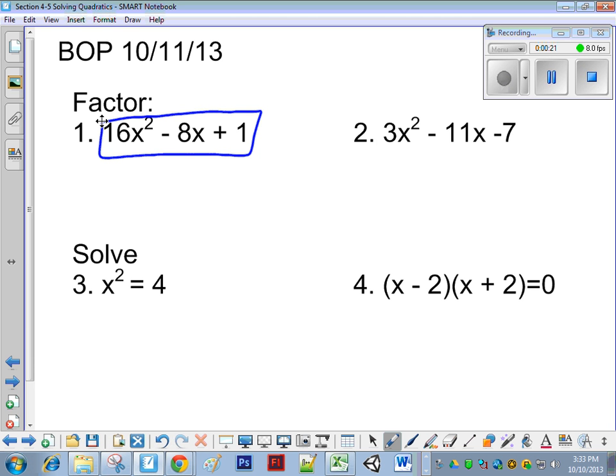Now with this, I'll go ahead and do my initial diamond problem. 16 times 1 is 16. And then negative 8 will go down here. Okay? Now for 16 and 16, I believe this will be negative 4 and negative 4.